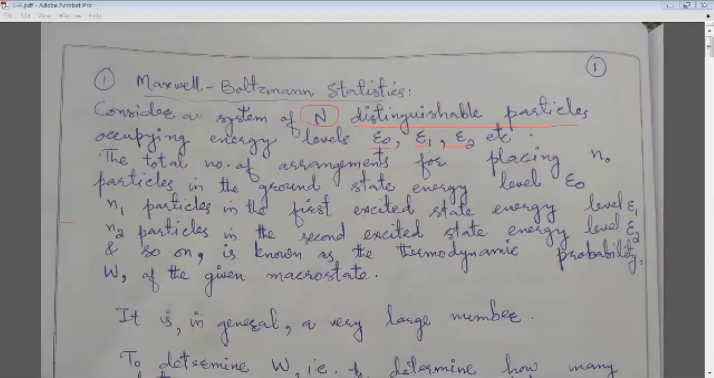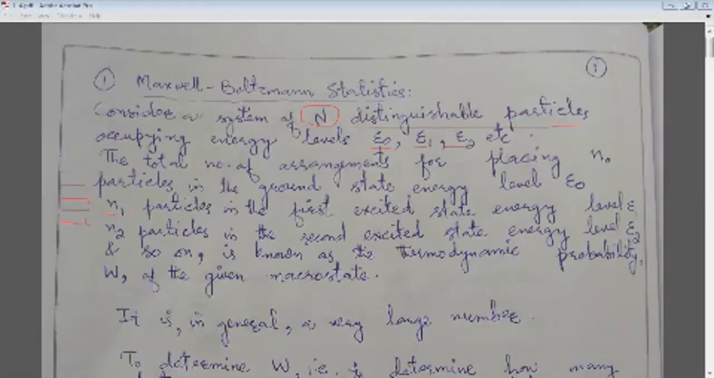You can imagine, suppose these are energy levels. This is E0, E1, E2, E3 and E4. In all, they contain the total number of distinguishable particles, that is capital N. Now suppose small n1 is the number of particles present in the first excited state. This will be the zero energy ground state, this will be the first excited state. Suppose n1 particles are present in this energy level.